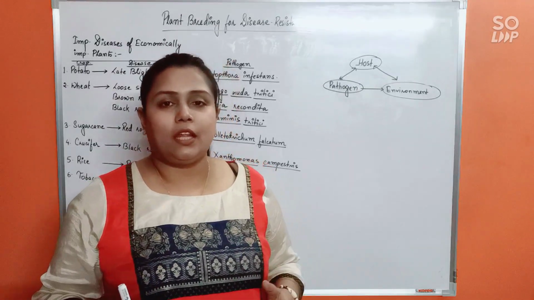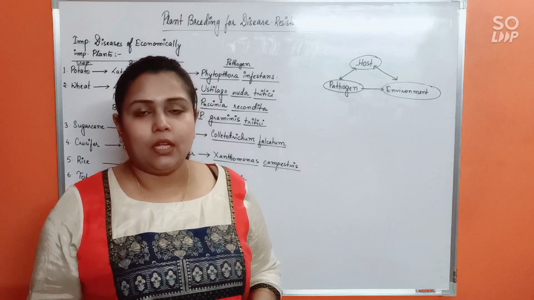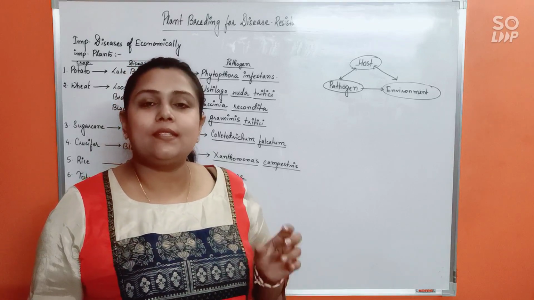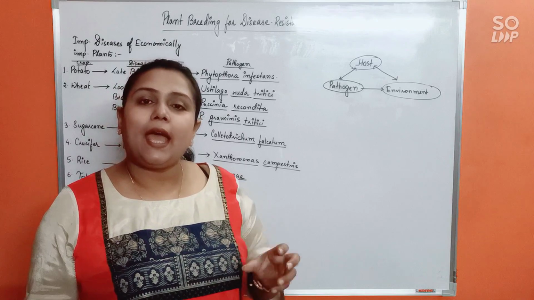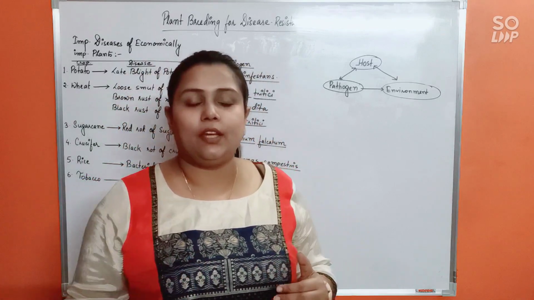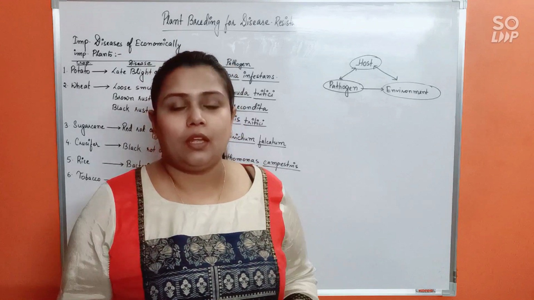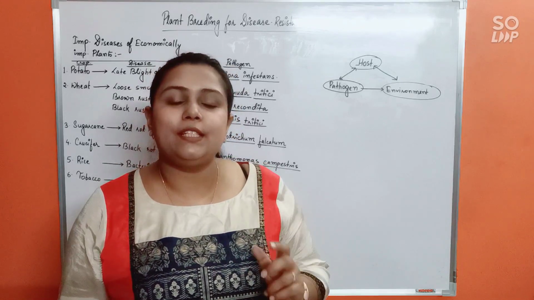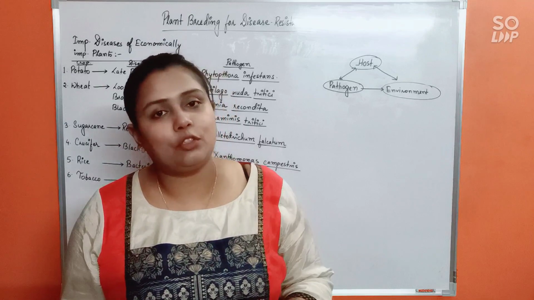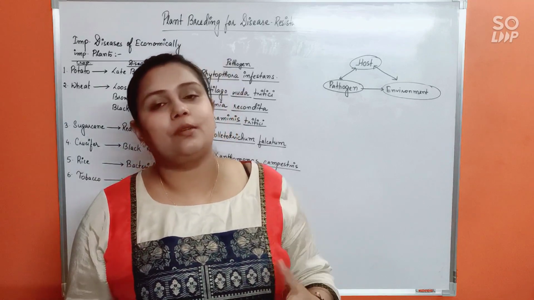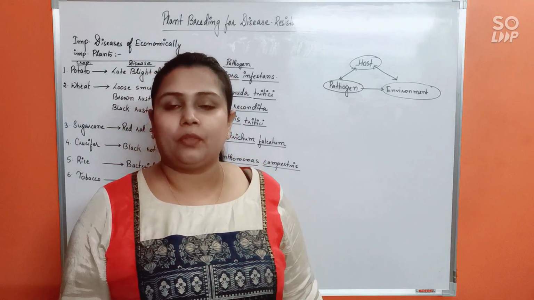So by plant breeding, what we mostly need to do is isolate these disease resistant genes and introduce those genes into the crop plants, so that the reduction in yield due to harmful pathogens would be reduced, or sometimes completely diminished.